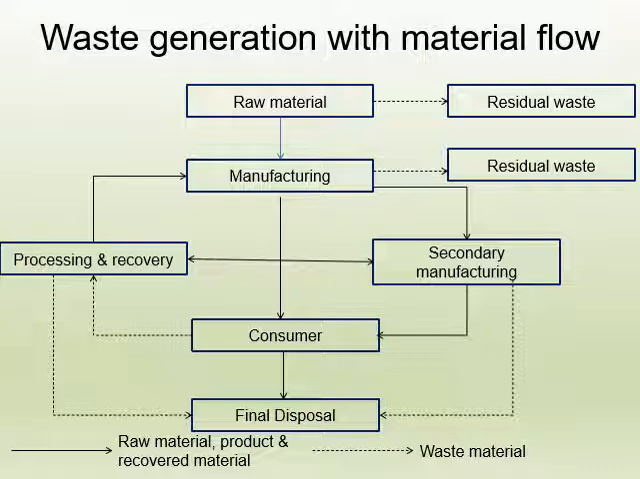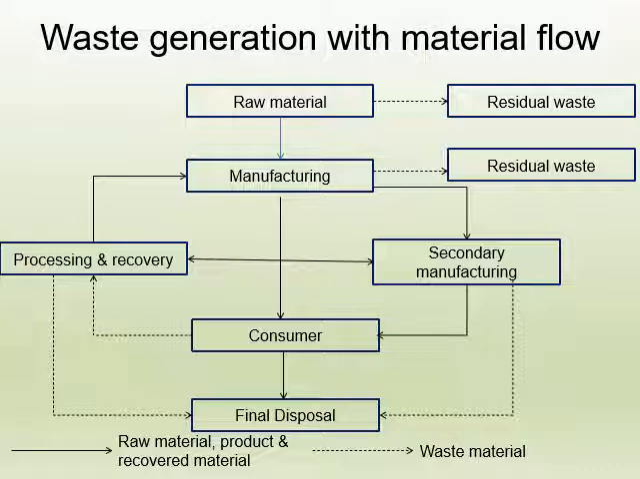From secondary manufacturing, the product will go to the customer or consumer, and directly from the first step of manufacturing, it will also go to the consumer. Here is processing and recovery of some items or products or raw materials, which also connects with the manufacturing process. It is shown from the consumer point to the processing and recovery process as dotted. Dotted means waste material.